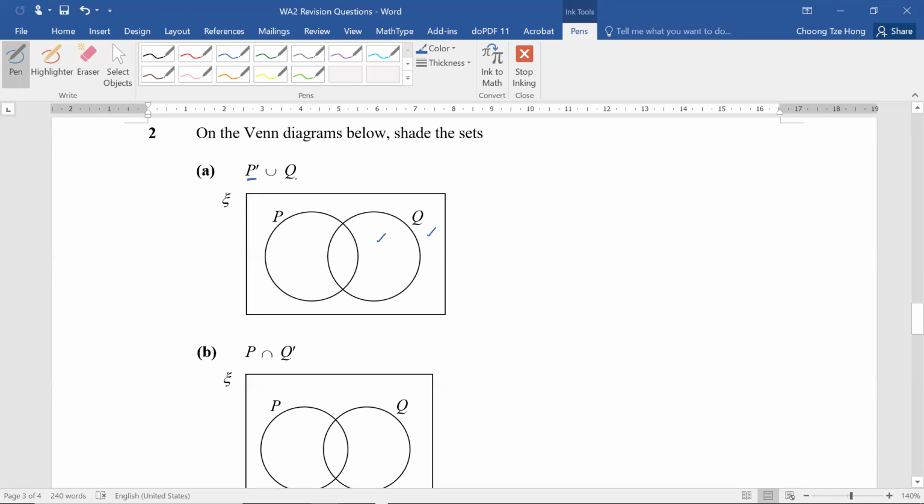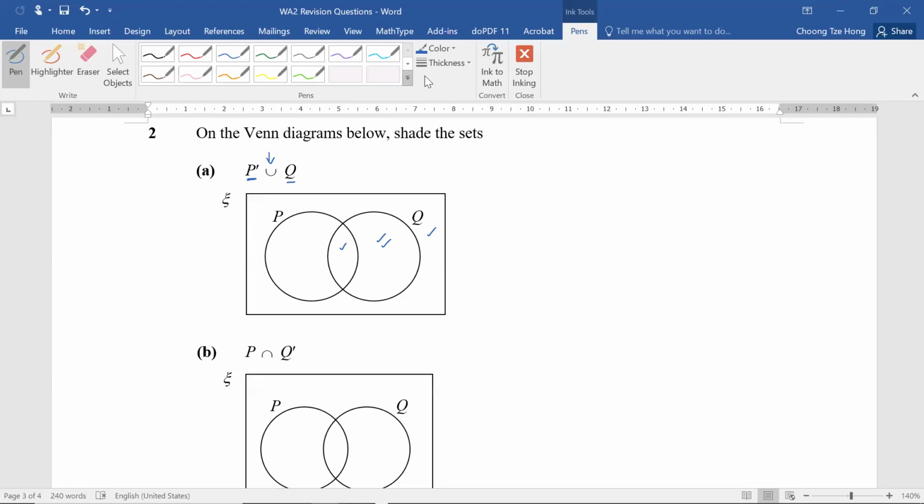Then the next part I'm going to deal with Q. So now I'm going to take any region that is in Q. So it will be this and this. Then the next thing is to look at the sign. The sign over here is union. When you want to union two things together, you will include everything from those two sets, so everything in P complement and Q. Meaning you are going to shade all the regions whereby you have a tick in it, whether it is one tick or two ticks.